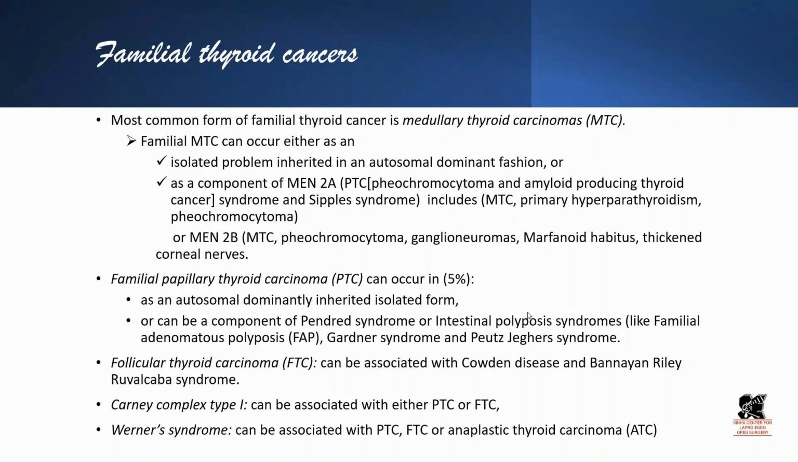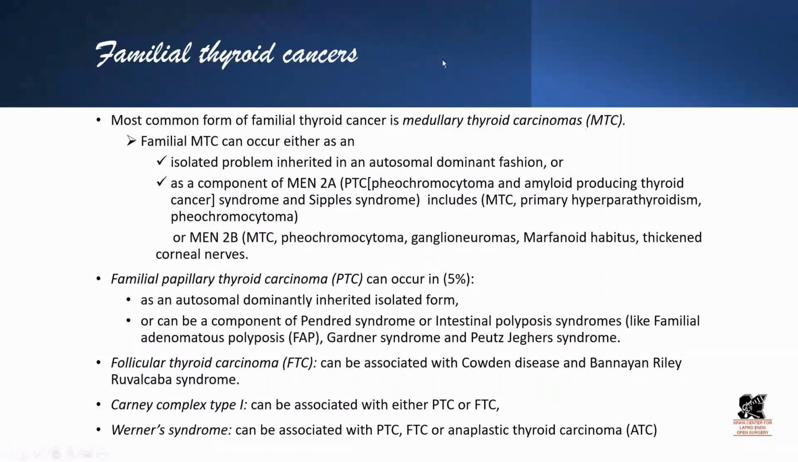Now, last slide we said a familial history is very important. So what about this familial history? If the patient gives a positive history of thyroid cancer in a first degree relative, you are at a very high risk and you have to elicit that history from the patient. Most common form of familial thyroid cancer is the medullary thyroid carcinoma, most common.